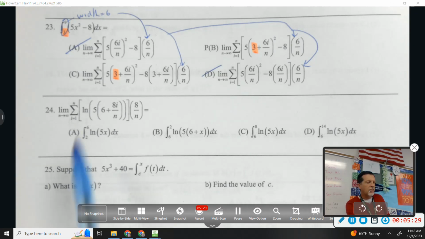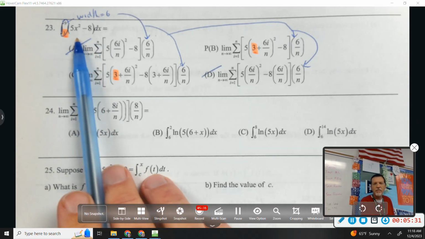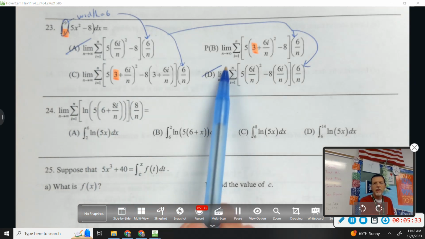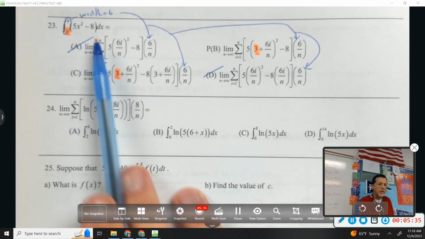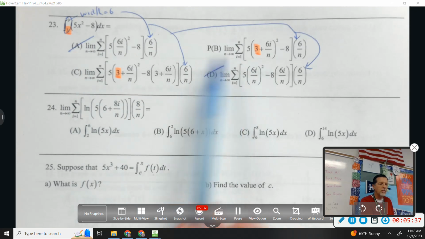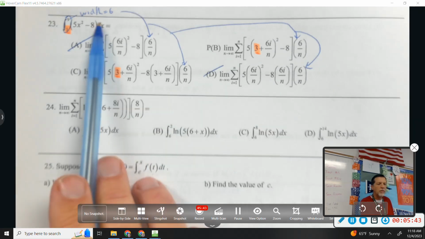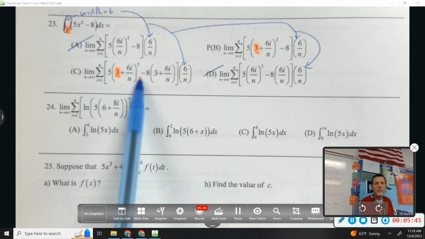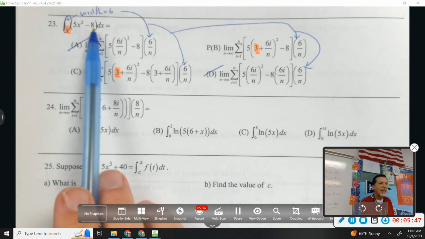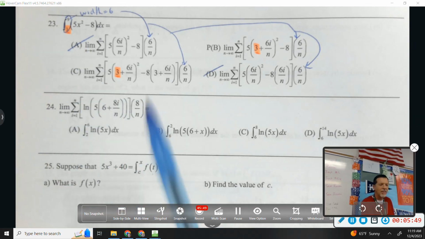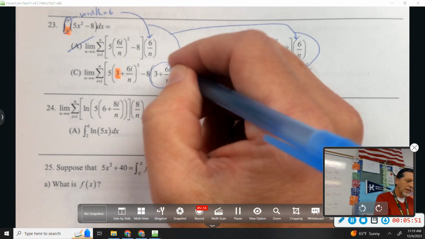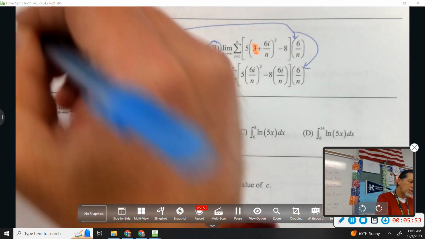I need to look at just which one of these matches the function 5x squared minus 8. 5 input squared minus 8. So which one is it, B or C? B. What would make C correct? How would you change this integrand to make C the right answer? 8x. Yeah, if that was minus 8x, then this would belong there, but it's not supposed to be there. So yeah, it's B.